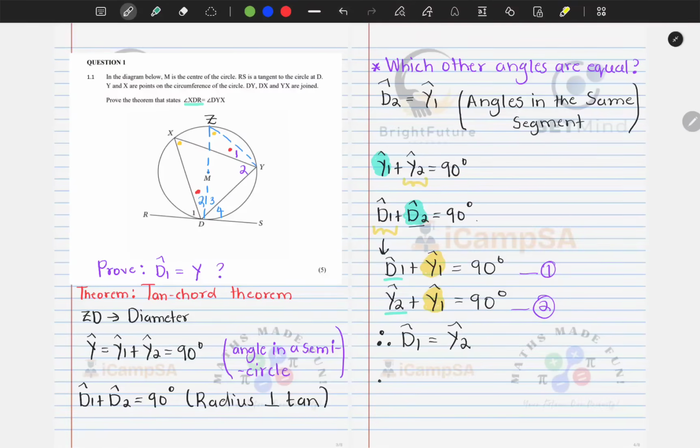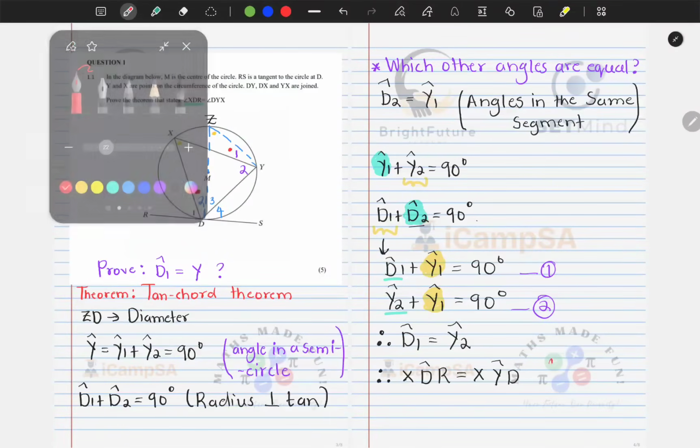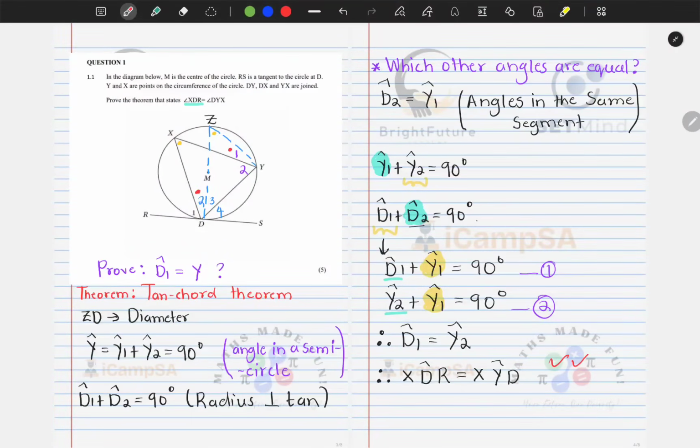So we can therefore put up what they were expecting. So they gave us this as x, angle d, r, and this will be x, angle y, d. And just like that, you are done and your teacher would be happy. So I hope that this does make sense. Make sure you know your proofs: Tan-Chord Theorem, your cyclic quad proofs, all of the other proofs, make sure that you do know them.